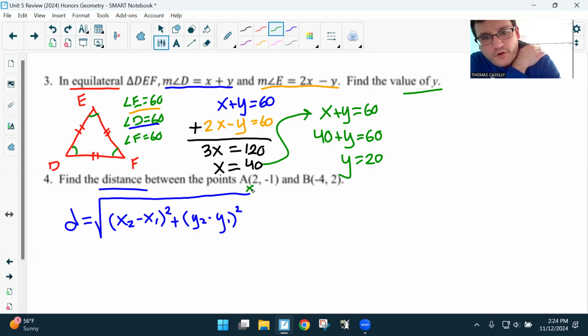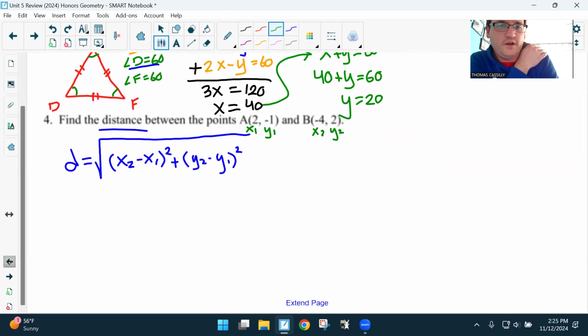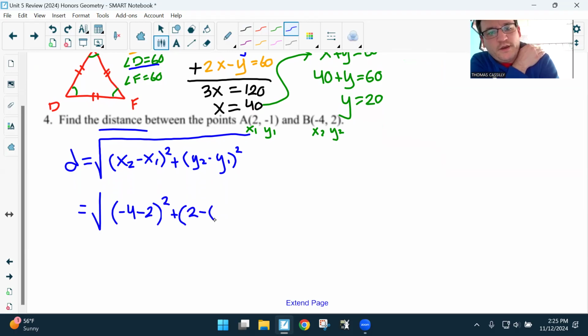So I'm going to label these. I'm going to call this x1, y1, and x2, y2. I call it x1, y1 because that's just the first one listed out. It really doesn't matter which one you pick. But now we can just plug it all in. So this is equal to the square root of, well, let's see here, x2 is -4. x1 is a 2. Plus y2, that's a 2, and y1 is a -1. So I'm minusing a negative.